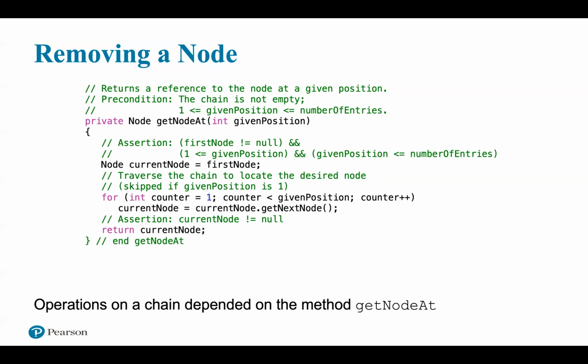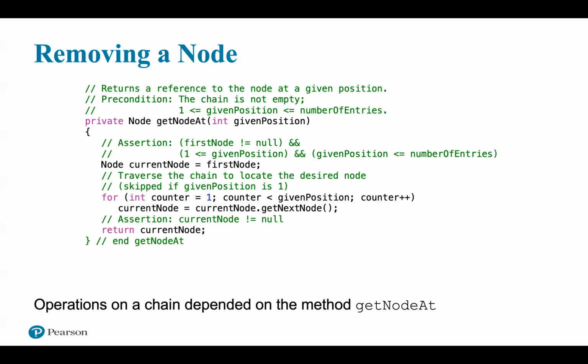If we are seeking the first node, we are done. Otherwise, we move to the next node by executing currentNode = currentNode.getNextNode(). If we are seeking the second node, we are done. Otherwise, we move to the next node by executing currentNode = currentNode.getNextNode(). Once again, we continue in this manner until we locate the node at the desired location within the list.